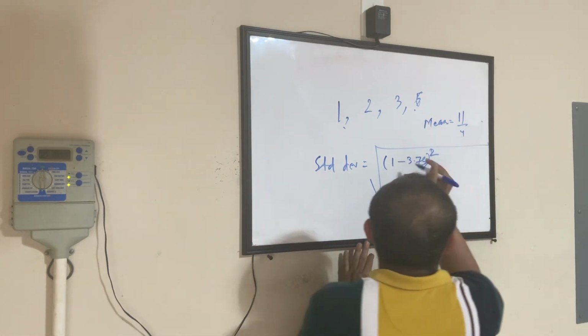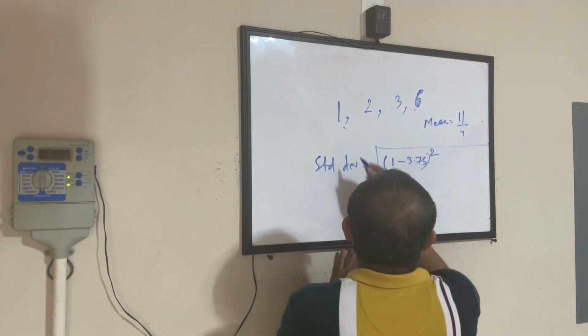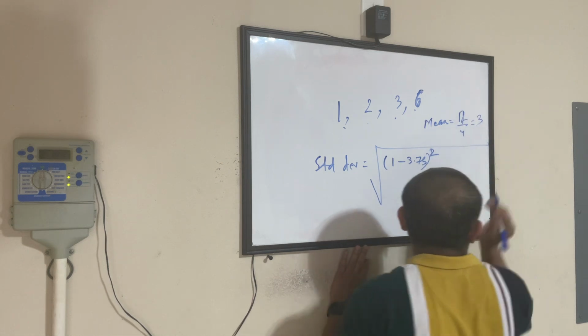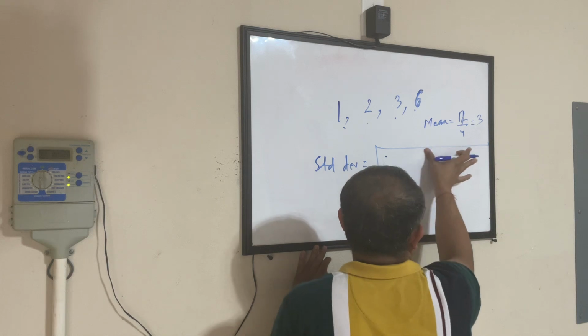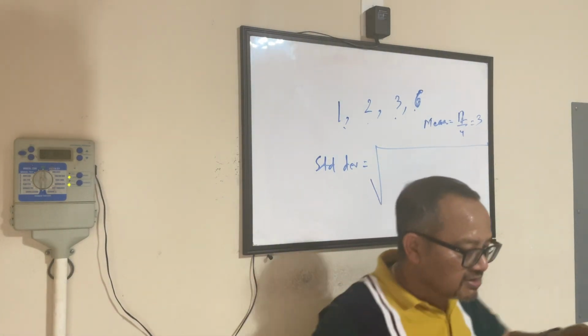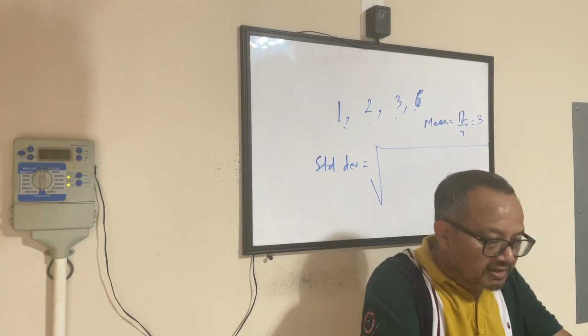So I made this 5 as 6. Now I have 1 plus 2 plus 3 plus 6. So 3 plus 3 is 6, plus 6 is 12. 12 by 4 gives me a 3. So now I have a mean of 3. And on purpose I made it a whole number so that my calculation doesn't go for a toss. I mean, I don't end up spending a lot of time doing the calculation alone.